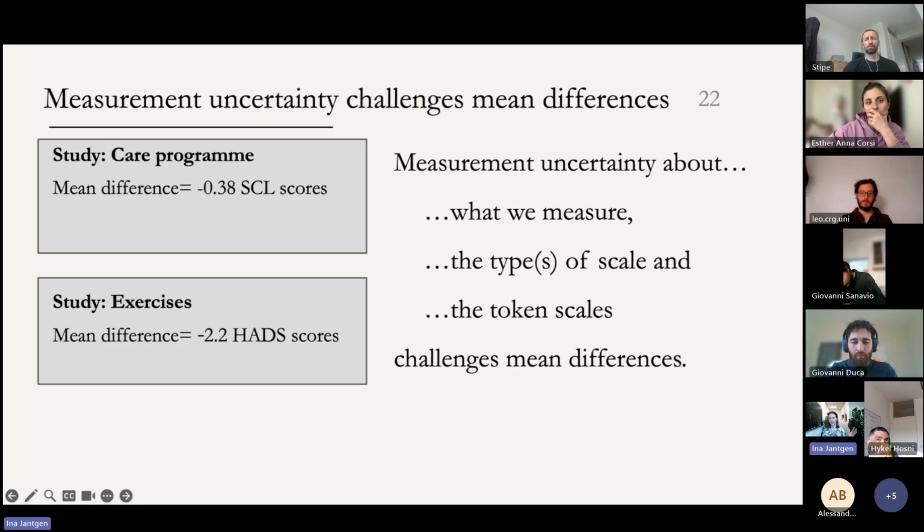So, for instance, to go back to this now, uncertainty about how to interpret and compare mean differences can come from being uncertain about whether we are dealing with an ordinal scale or a quantitative scale. If it's an ordinal scale, then a mean difference may be meaningless. If it's a cardinal or ratio scale, it may not be meaningless.